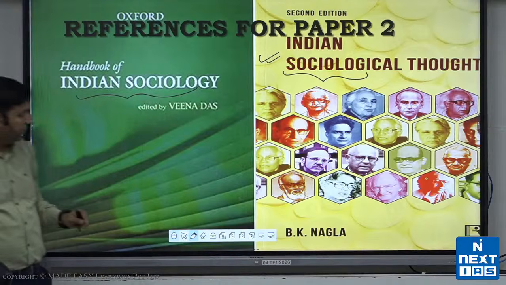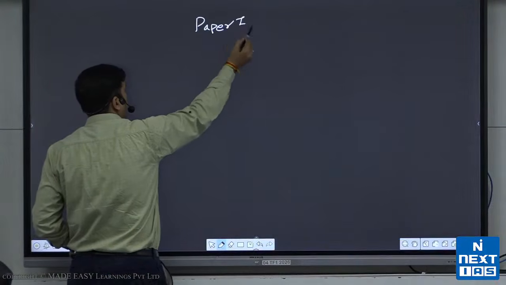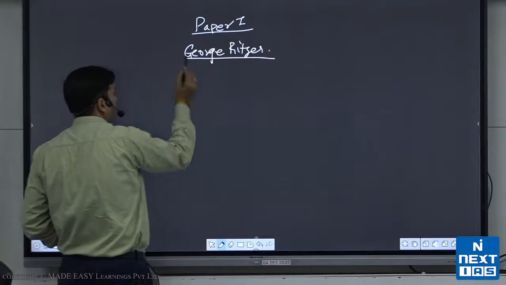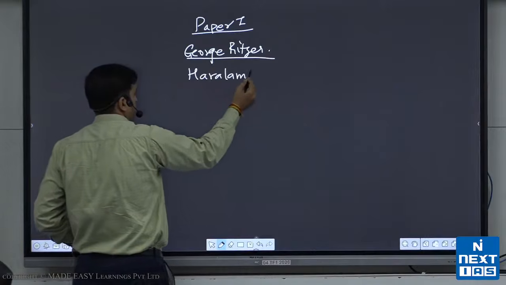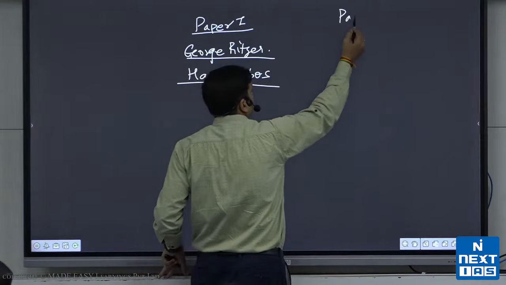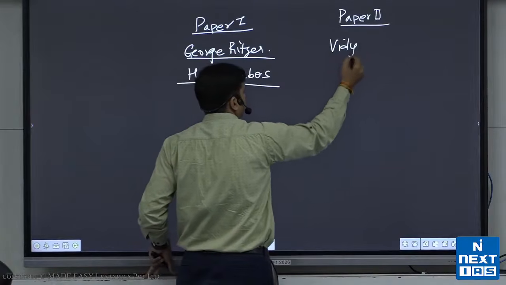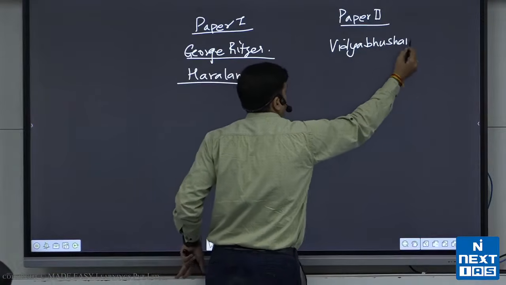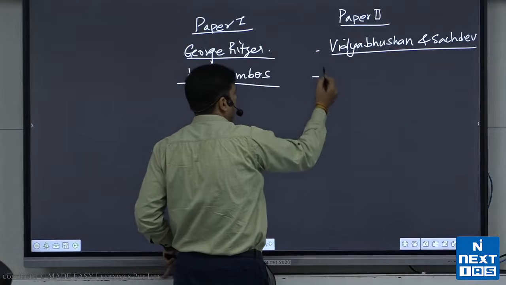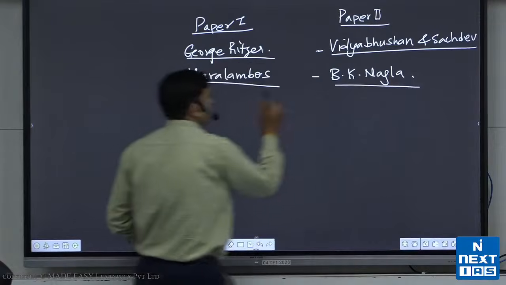So what I have recommended to you are 4 books. For paper 1, if you are studying it on your own, George Ritzer, Sociological Theory, and Haralambos, the blue cover, bulkier one. For paper 2, I have recommended a book which is again Vidya Bhushan and Sachdev, and another book is B.K. Nagla, Indian Sociological Thought. You have to take these 4 books, right?